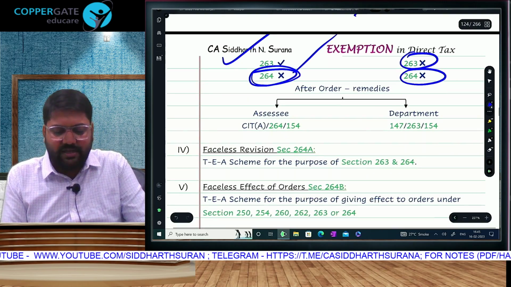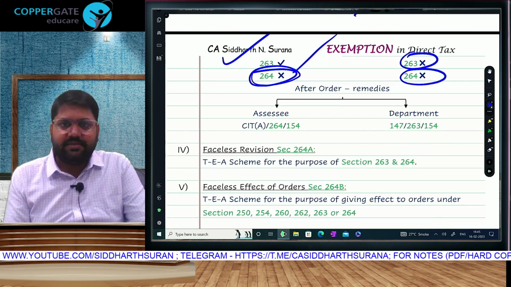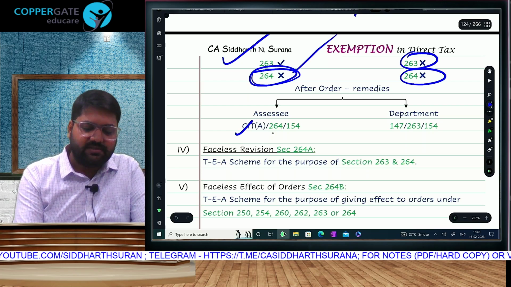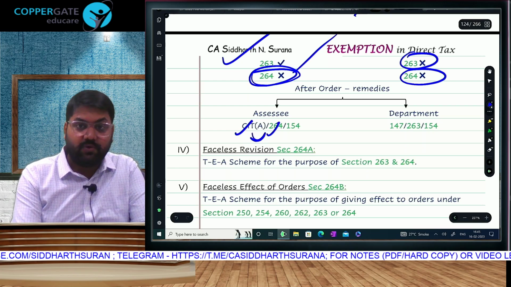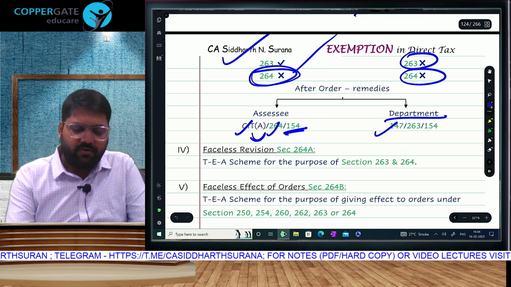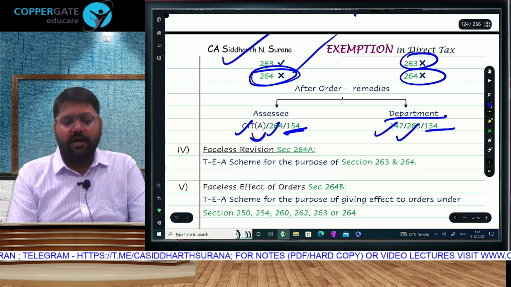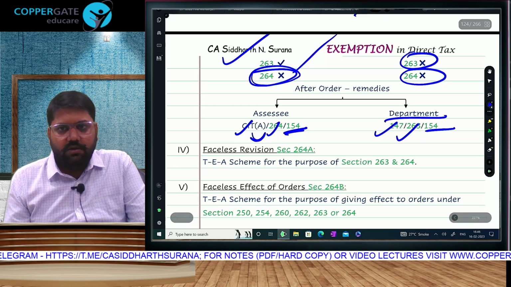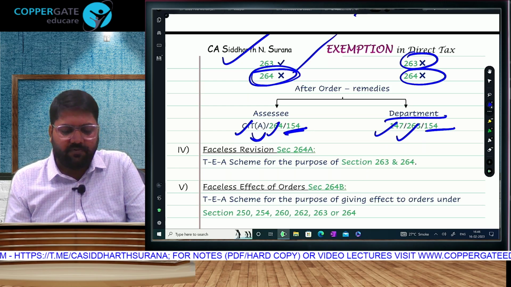And of course, once an order is passed, what are the remedies available? Assessee can go to CIT appeals, go for 264, cannot invoke them together, but an apparent mistake rectification is possible. For the department, they can go for reassessment, CIT can do 263, apparent mistake, they can also do rectification. Rectification is possible for both parties.